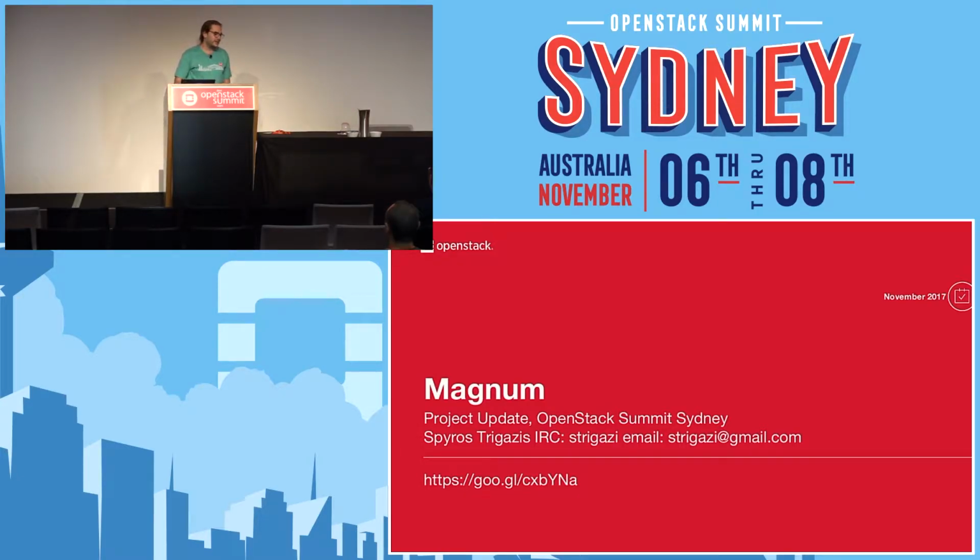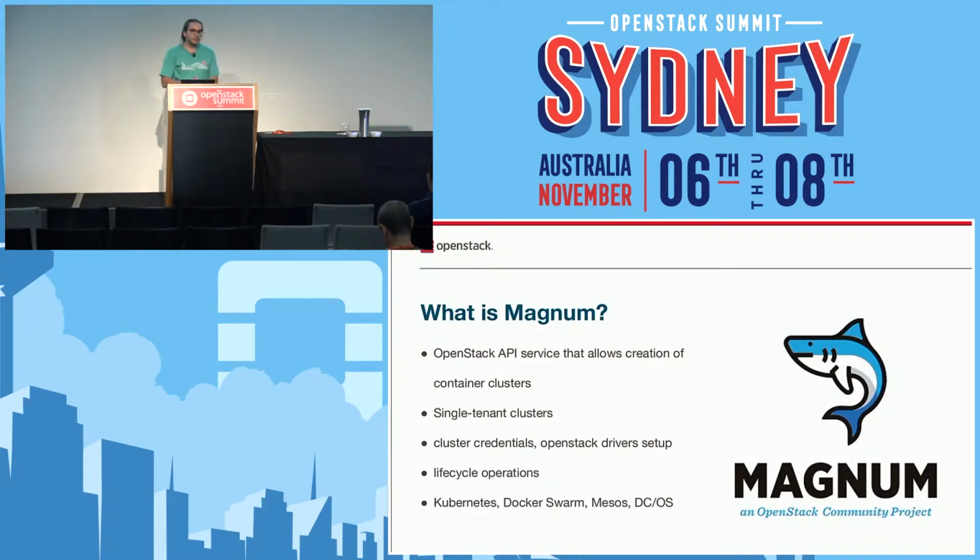Thanks for coming. I will do a small introduction of what Magnum is. For those of you who don't know, Magnum is an OpenStack API service that creates container clusters on VMs or physical machines. In previous years, we were trying to explain that Magnum offers multi-tenancy in the sense that it offers isolation, but I will try now the opposite way, that it offers single tenancy, I would say.